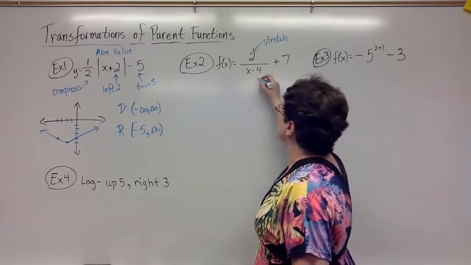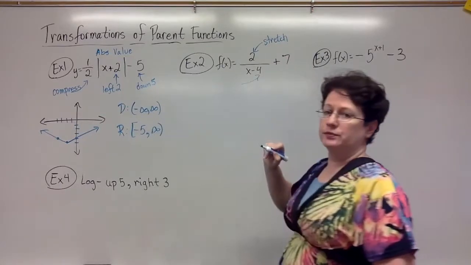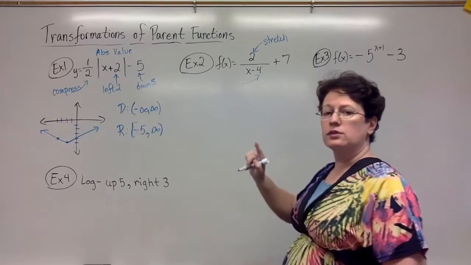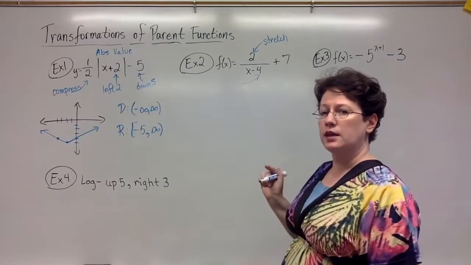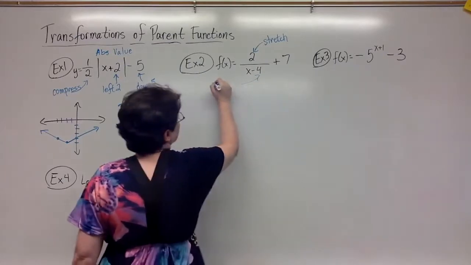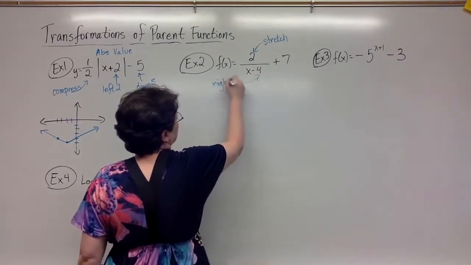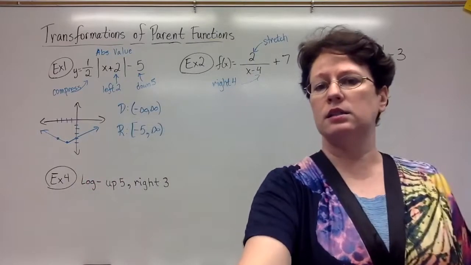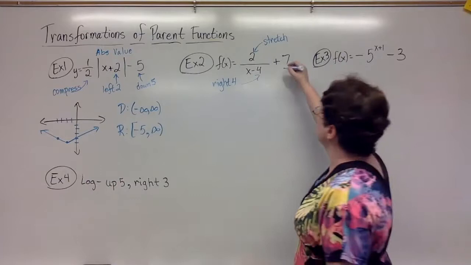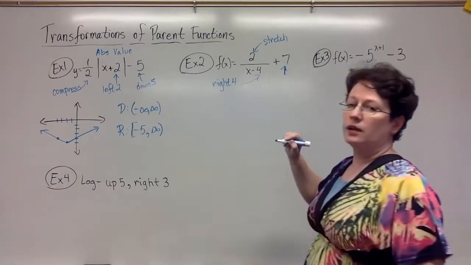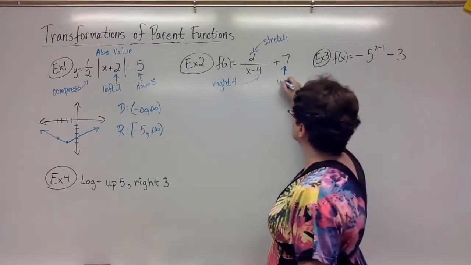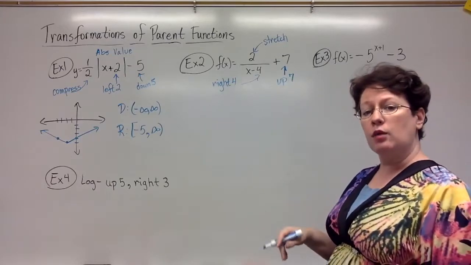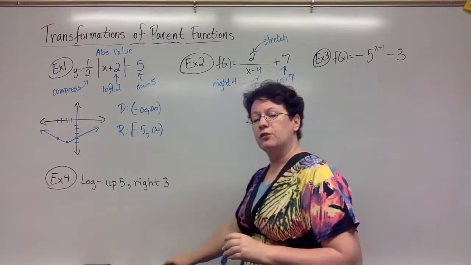Now that 4 underneath, what is the 4 doing? He's lying to us. He's right there with the X, so he's going to do the opposite of what he says. It's a negative, so we're going to go opposite to the right. We're going to do the positive. Okay, now let's look at that 7. The 7 at the end. Yep, it's adding or subtracting at the end, so it's going to go up 7. All right? So now we can create our picture from these pieces.